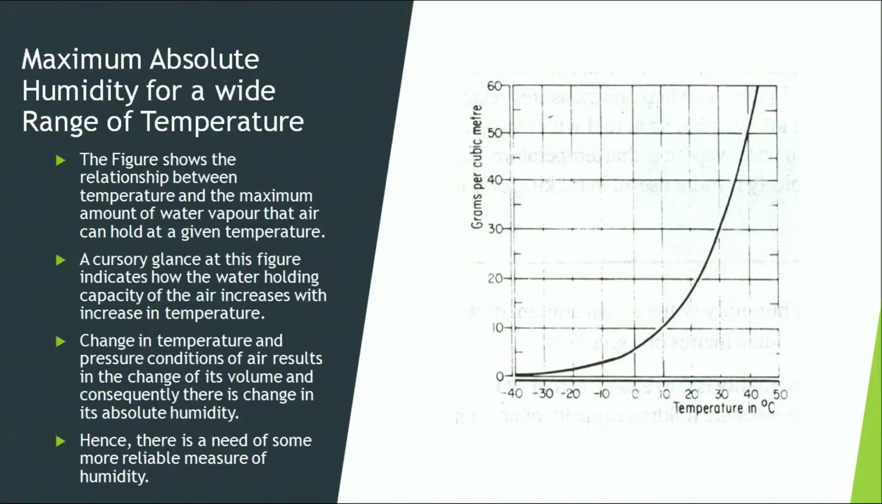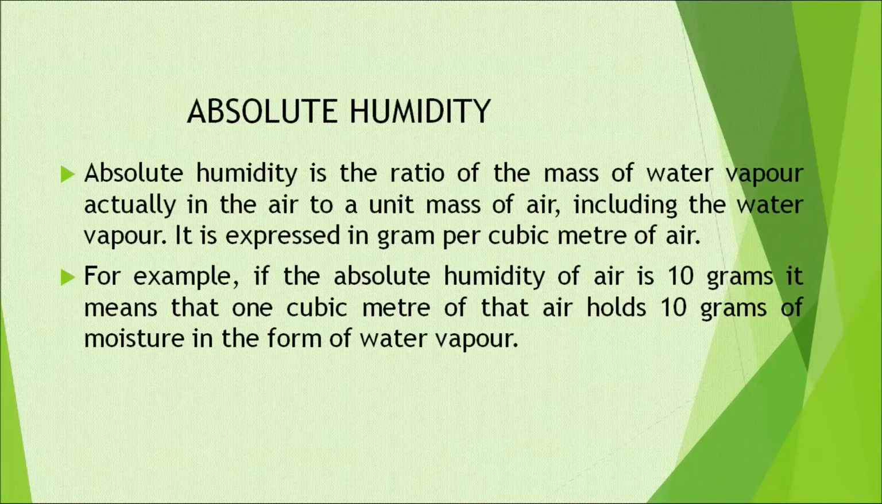Look at this diagram which shows maximum absolute humidity for a wide range of temperature. Absolute humidity is a ratio of the mass of water vapor actually in the air to a unit mass of air including the water vapor. It is expressed in grams per cubic meter of air. For example, if the absolute humidity of air is 10 grams, it means that 1 cubic meter of that air holds 10 grams of moisture in the form of water vapor.